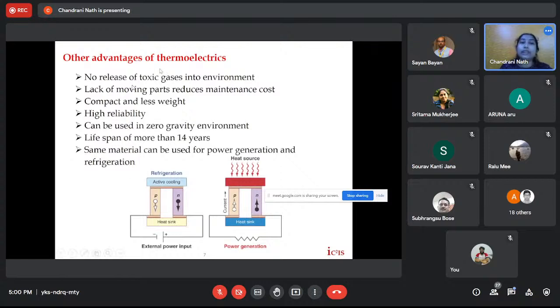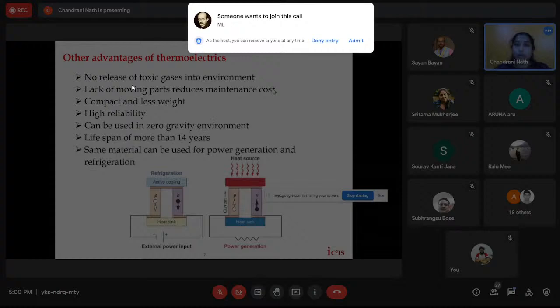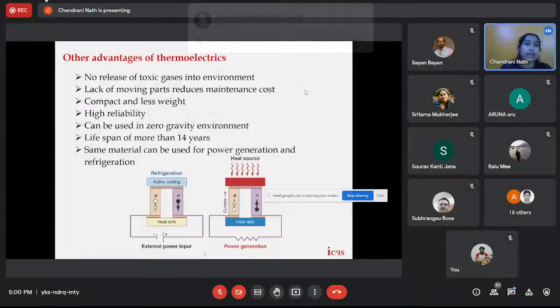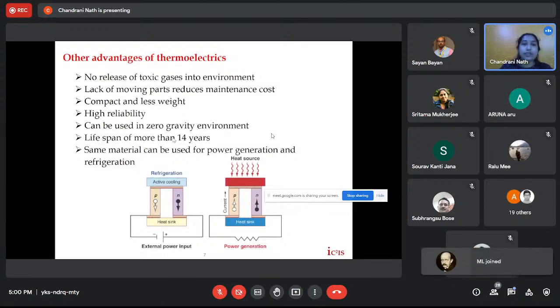Since these thermoelectrics don't emit any toxic gases, they are very clean and not harmful to the environment. These thermoelectric materials lack moving parts, which reduces the maintenance cost. They are very compact, and we can stack up our thermoelectrics according to our need of powering the device. These are highly reliable, so they can be used in a zero gravity environment in space to power unmanned satellites. They have a lifespan of more than 14 years.